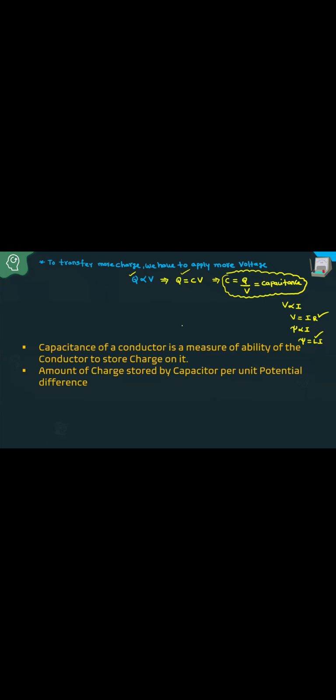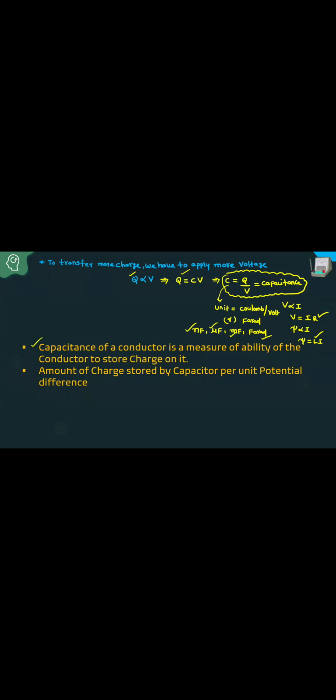Then what are the units of capacitance, friends? One of the units is Coulomb per volt. Generally, capacitance is measured in microfarad, nanofarad, or millifarad. The other unit is farad. We can measure capacitance in nanofarad, microfarad, millifarad, or simply in farad. Like this, capacitance is measured.